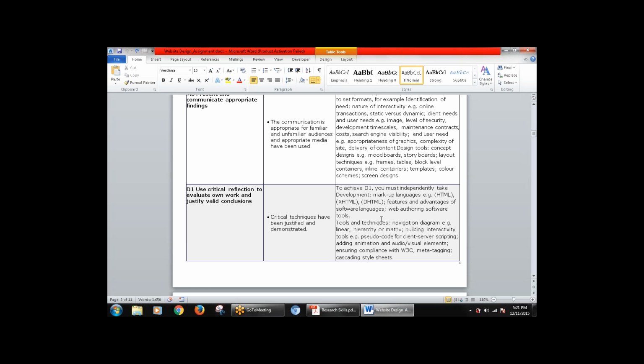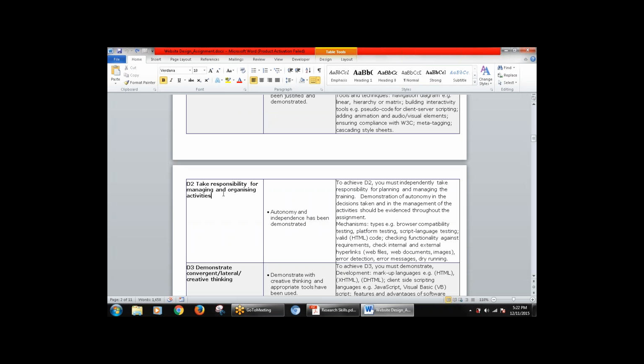For example, HTML, DHTML, XML, and JavaScript. So you have to use these languages for the concepts of the various languages, we can say. What are the various tools and techniques used for this one? A navigation diagram, that is used to draw the hierarchy.